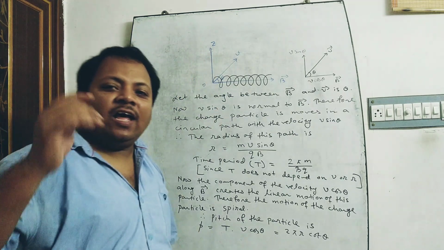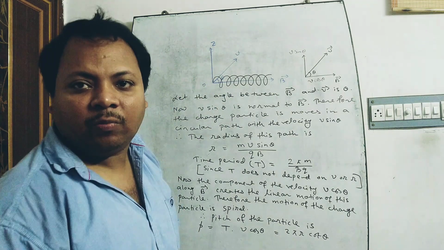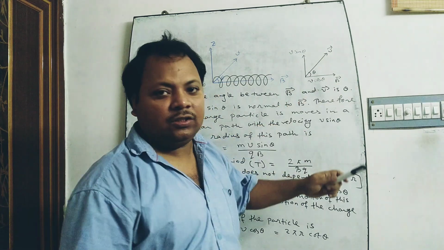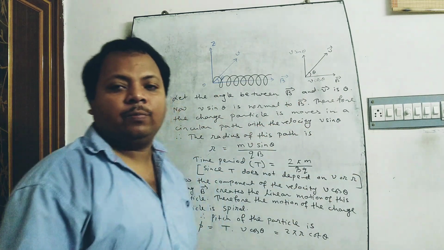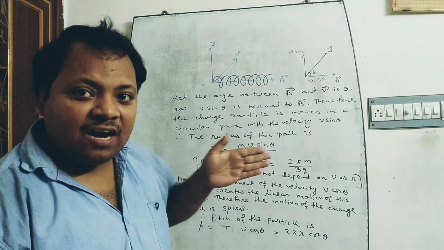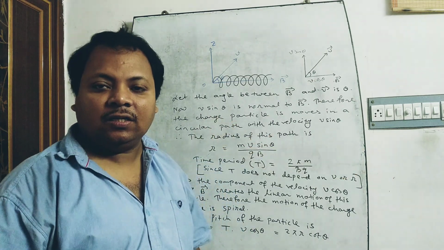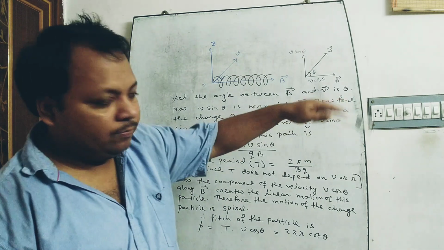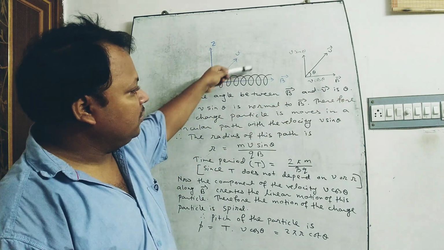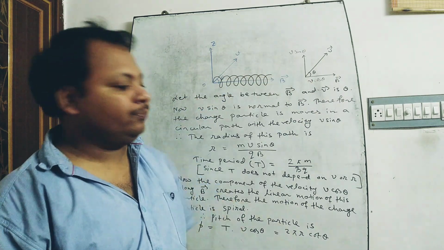Another component of the velocity vector, V cos theta, acts along the B vector. It creates the linear motion of the particle. That's why the particle moves in a spiral path.